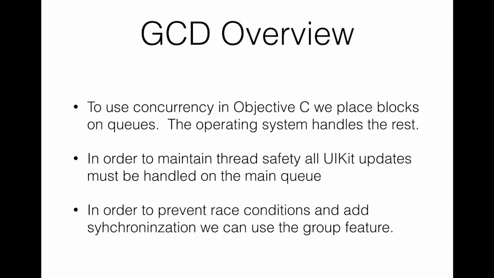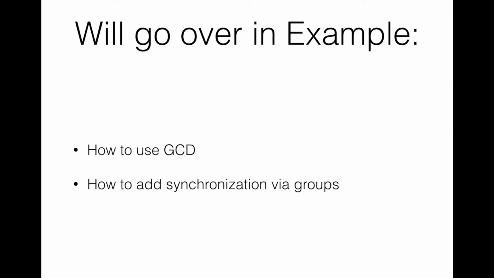In order to handle thread safety, you must make sure that all UIKit updates happen on the main thread. And in order to prevent race conditions, you have to add synchronization. So for that, we're going to use the group feature of GCD. So for this example, I'm going to go over how to use GCD and how to add synchronization via groups.